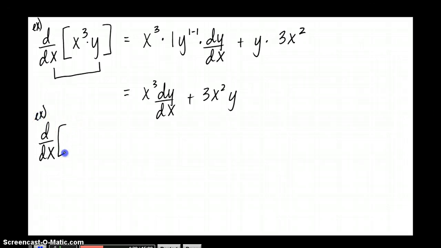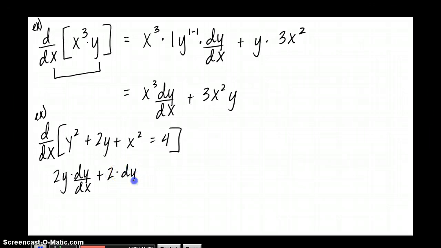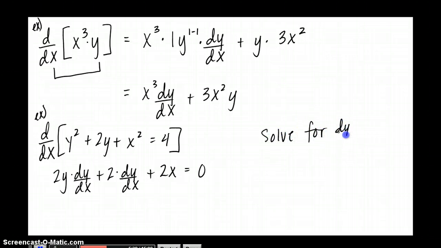Alright, so now let's look at the derivative of an equation. When I look at this to find the derivative, y squared would be 2y times dy dx. Okay, the variables disagree, so I need that implicit step. Plus 2 times dy dx plus 2x, and that equals 0. The derivative of 4 would be 0. Okay, so now look what we have here. We have an actual equation. So the goal is to solve for dy dx.